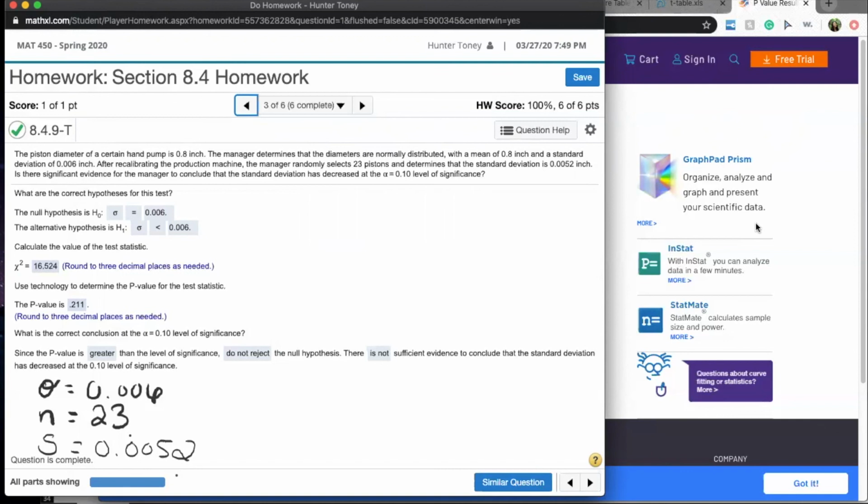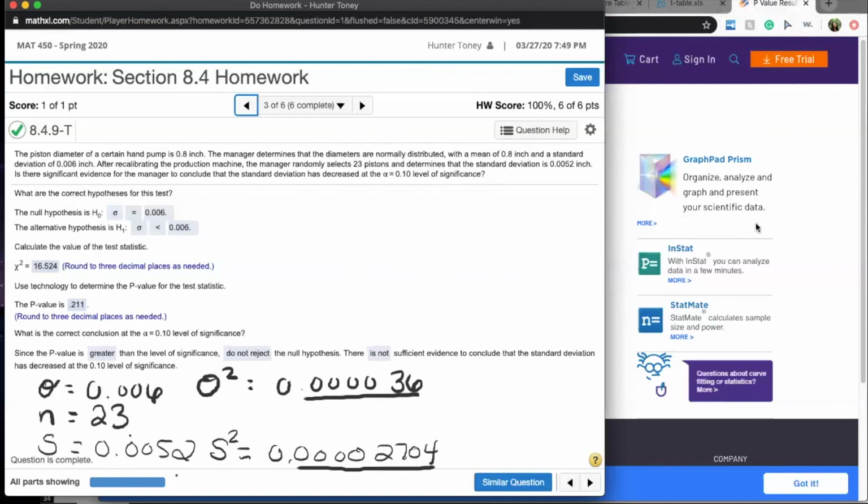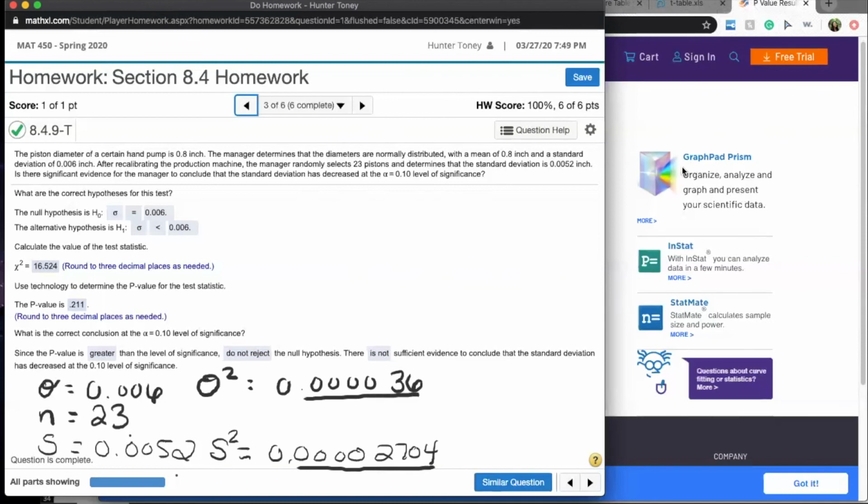So we just want to take our sigma squared, which would be 0.000036, and our sample variance would be 0.00002704. This is when it starts to get complicated, when there's a lot of zeros. So you just want to make sure that you are calculating all the correct numbers of zeros to make sure your numbers will be accurate.